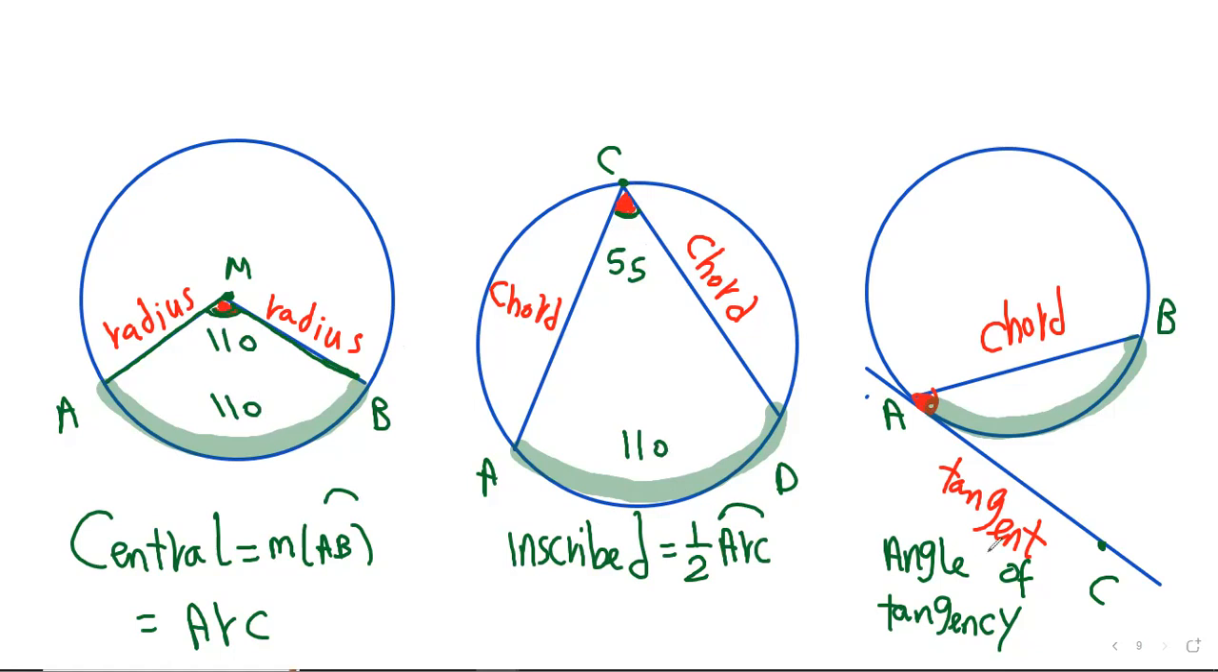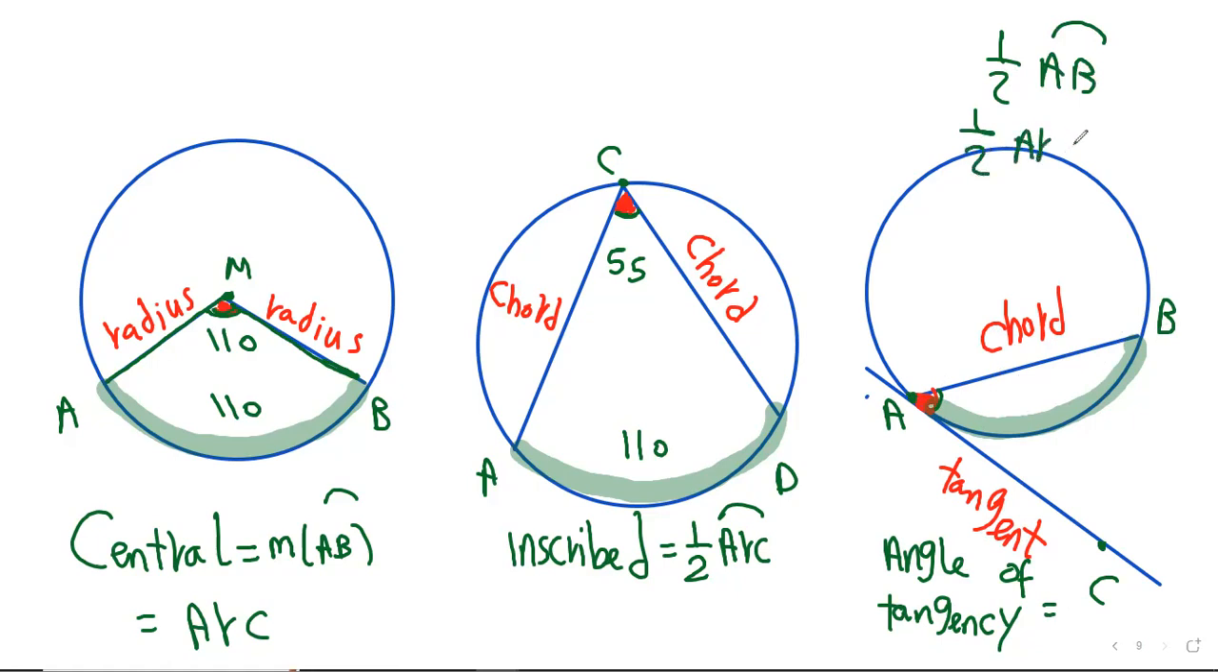And this angle is the angle of tangency. The vertex of the angle of tangency, like the inscribed angle, lies on the circle, and of its two sides, one of them is a chord in the circle. So here AB is a chord and AC is a tangent, and this angle here, angle BAC, is called the angle of tangency. The angle of tangency is equal to half the measure of the opposite arc. So it will be half the arc AB.